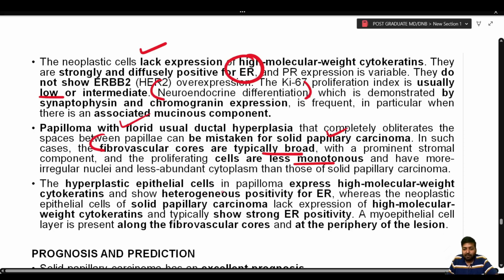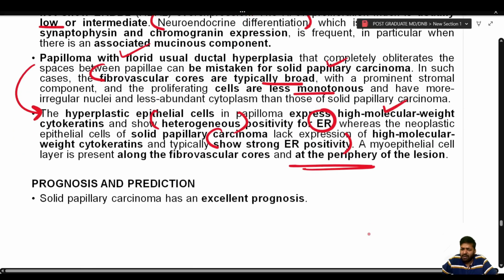Now the hyperplastic epithelial cells in a papilloma will express myoepithelial markers like high molecular weight keratin, CK5, CK14, and the staining for ER will be more patchy. It is not strong and diffuse. So that is going to help us differentiate. Whereas the neoplastic epithelial cells of solid papillary carcinoma will lack the myoepithelial markers, or they will be negative for high molecular weight keratins, and typically they will show strong and diffuse ER positivity. A myoepithelial cell layer is present along the fibrovascular cores and at the periphery of the lesion in a papilloma, which we have already seen.